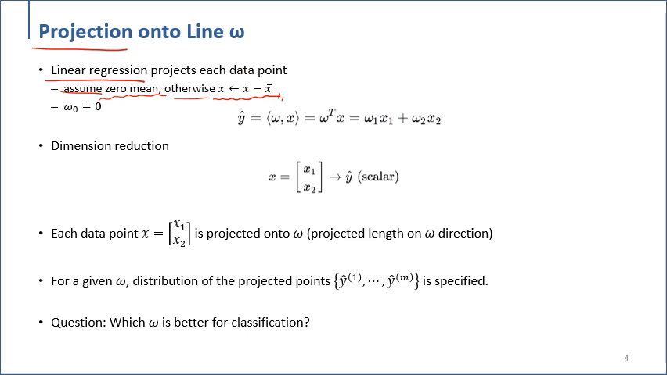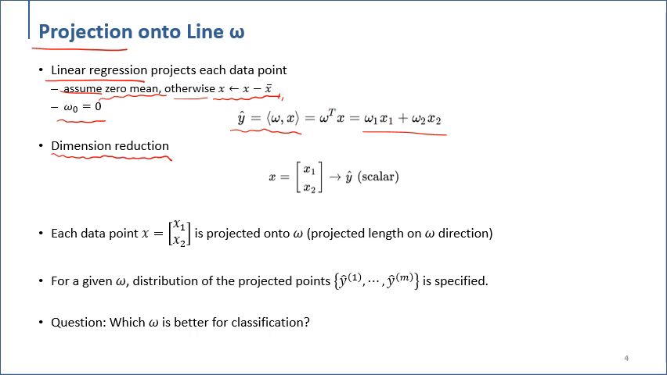So here, as we know, the projection onto line omega is nothing but the inner product of omega and x. The inner product of omega and x is written as omega transpose x, or omega 1 x1 plus omega 2 x2. So here we assume that omega 0 is equal to 0. And the problem is, we need to find the dimensional reduction.